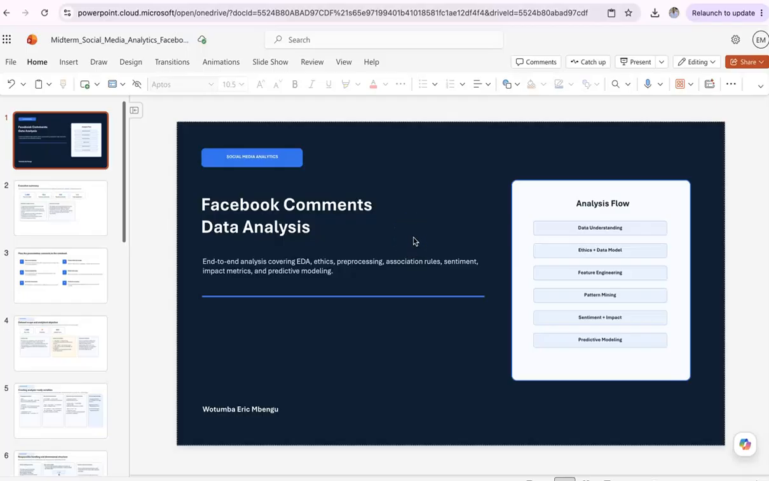The goal was to perform end-to-end analytics using this analysis workflow. The first step I started off with was understanding the data, followed by ethics and the data model. Next, I proceeded with feature engineering, followed by pattern mining, then sentiment and impact analysis, and finally predictive modeling.